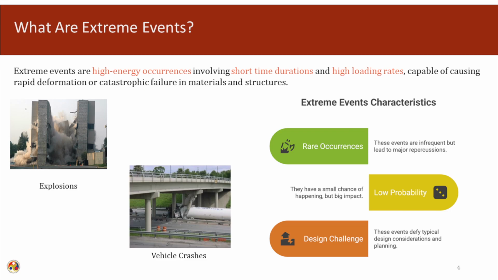And due to its very high loading magnitude and very short duration and the amount of failure that it can cause, it poses a severe design challenge. They defy the normal design methods, they defy the normal design considerations, and it involves special consideration whenever we are dealing with this extreme type of events.